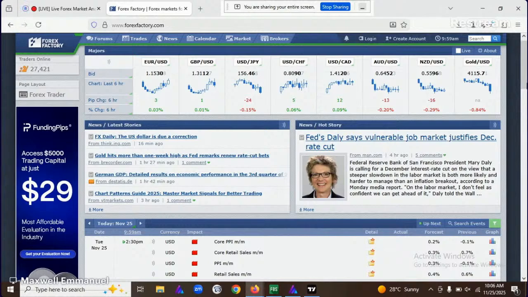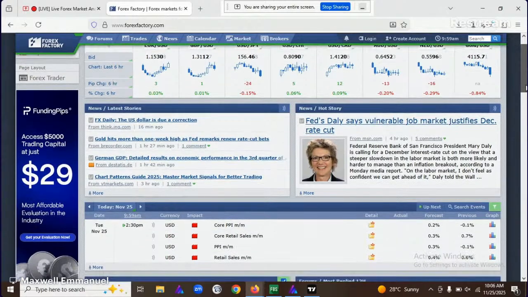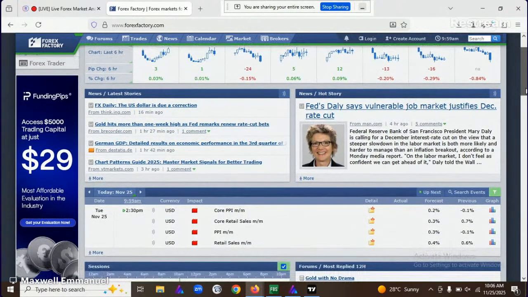Today is 25th of November 2025. So we'll start by looking at the calendar for today. Today is 25th, and by 2:30, the United States will be releasing four major news. Four major news will be released from the United States.